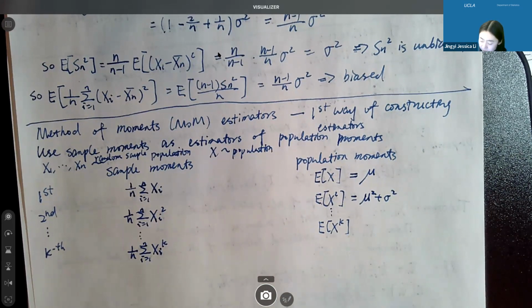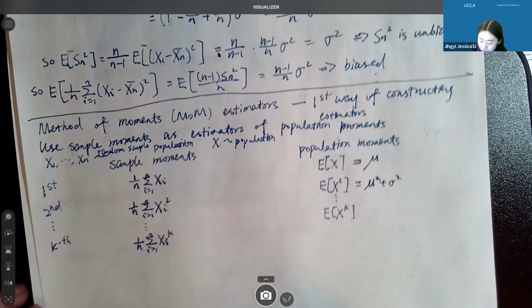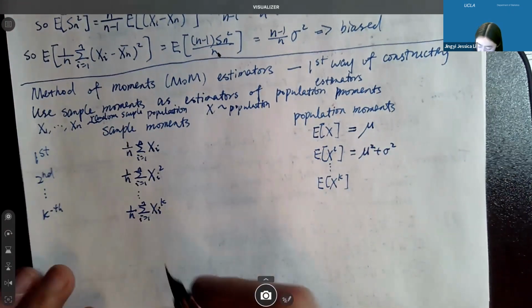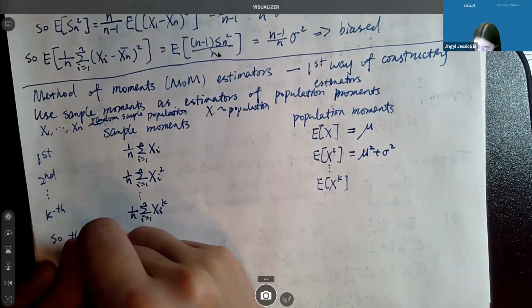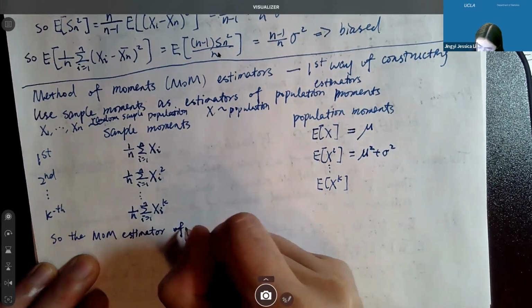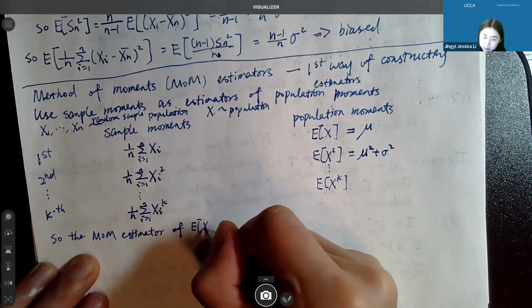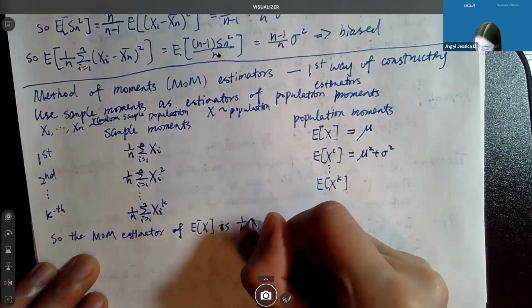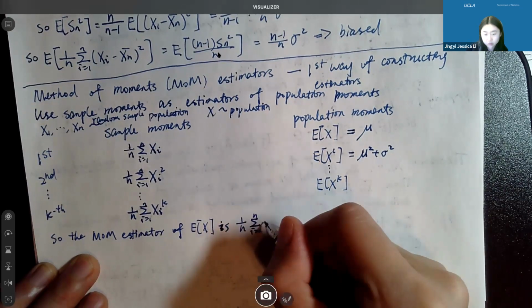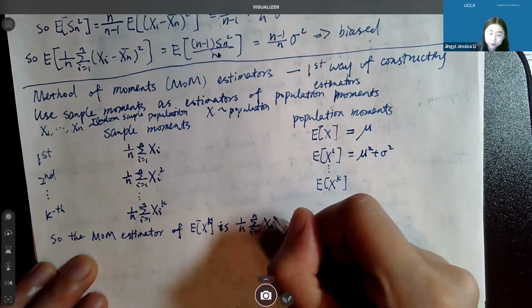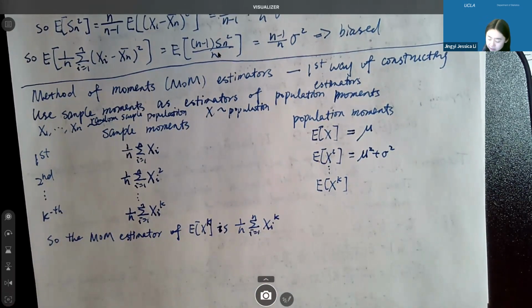All right, so basically the method of moments is based on this relationship. The MOM estimator of the expectation of x, the population first moment, is this. And if I make this more general, I can put k here and k here. So for any kth population moment, its MOM estimator is the corresponding sample moment.